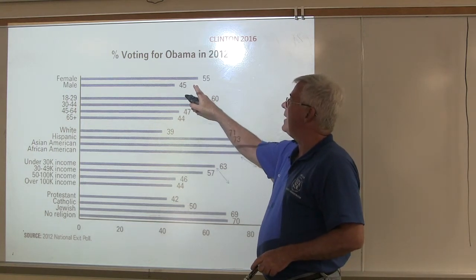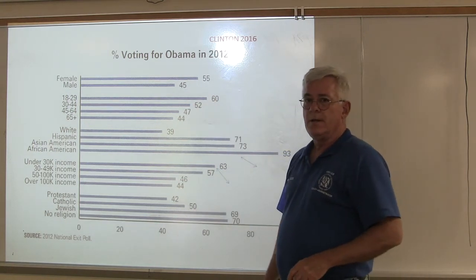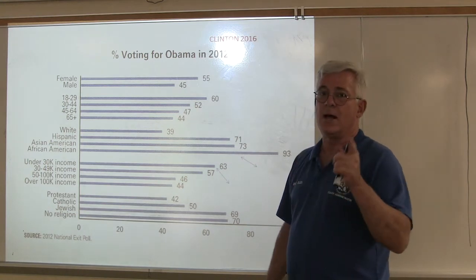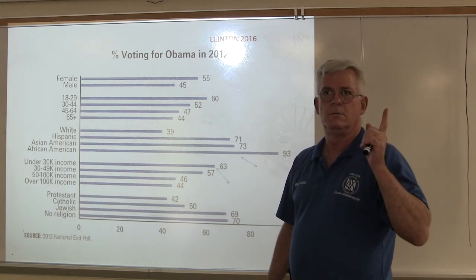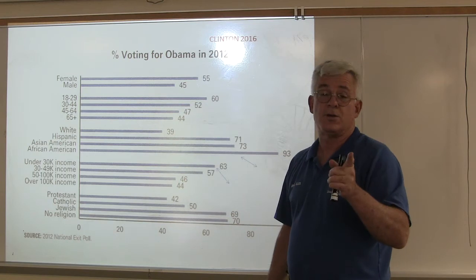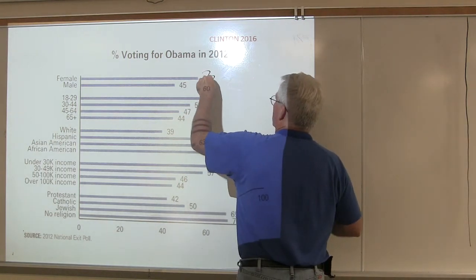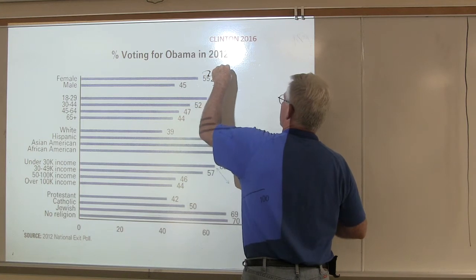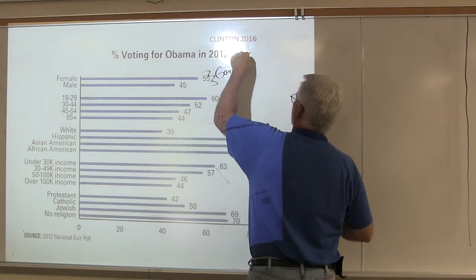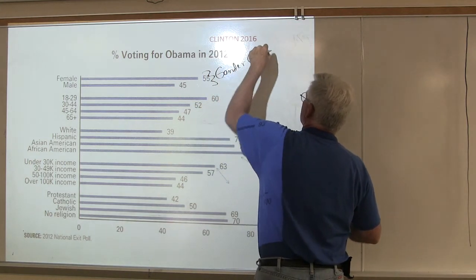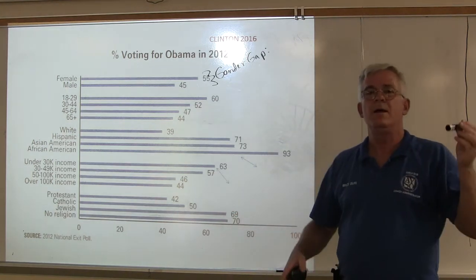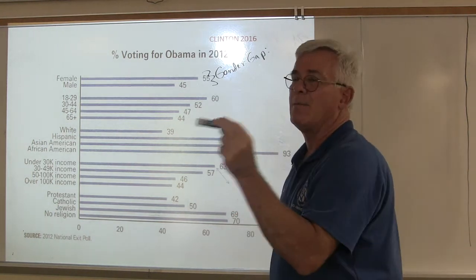Who votes Democrat? Women or men? The answer is women. Write this down. This is on my test, all right? This is called the gender gap. What is the gender gap? The gender gap is women tend to vote Democrat.